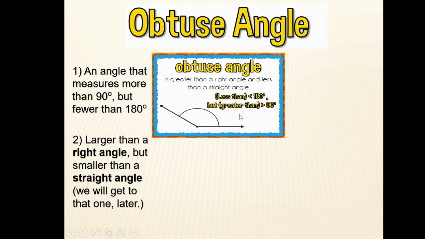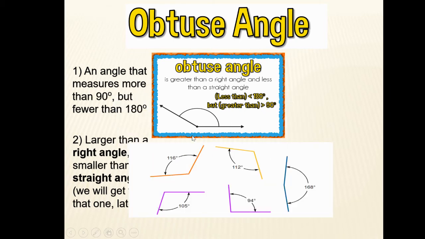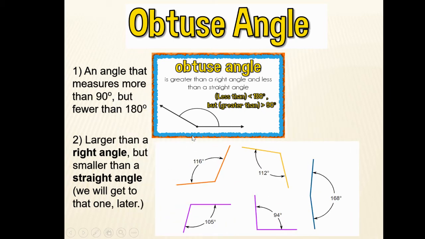And here are some examples of some obtuse angles. As you can see, all the measures of these angles, it's somewhere that's greater than 90. As you can see, 94, greater than 90, but it's not at 180. So all of these fall somewhere between greater than 90, but less than 180.